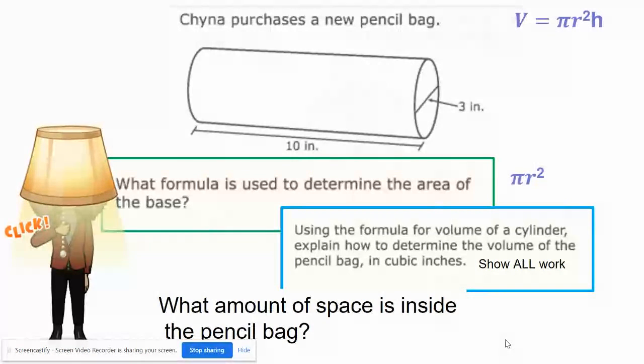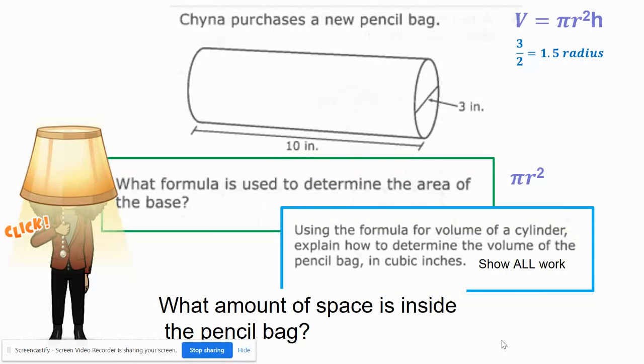So here I'm going to start with the formula because the formula is my driving force. It tells me exactly what I need in order to calculate volume. I need to know pi. I need to know radius squared. And I need to know the height of the three-dimensional figure. So here, I already know the value of pi, but I need to calculate my radius. And I'm given the diameter. So I'm going to take the diameter, divide by 2, and I get my radius is 1.5.